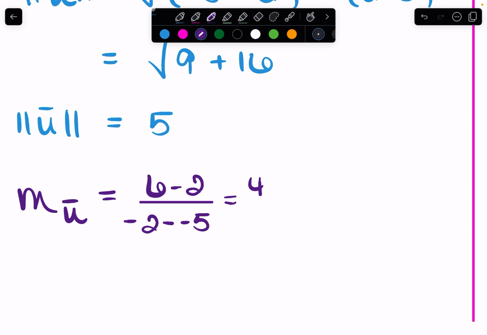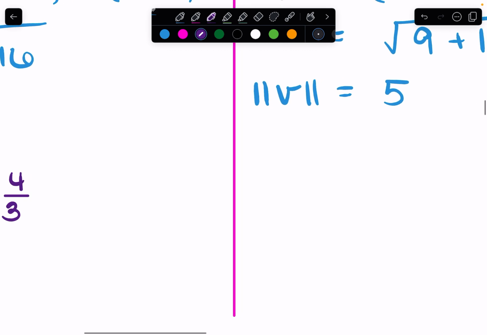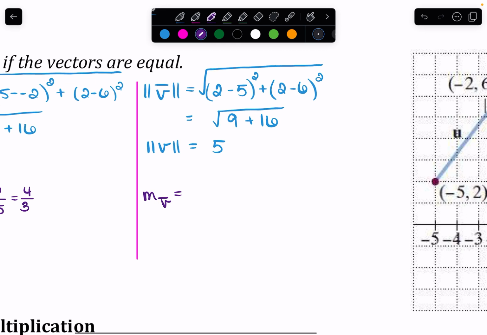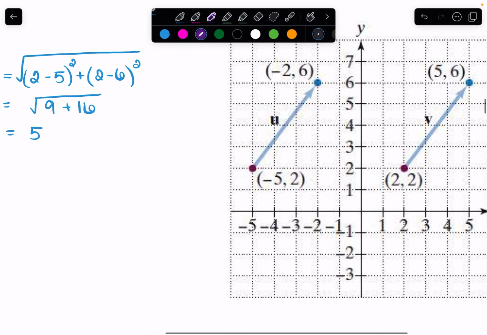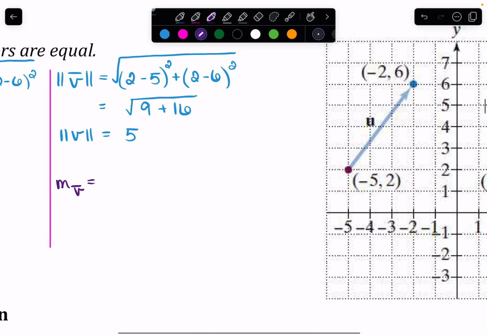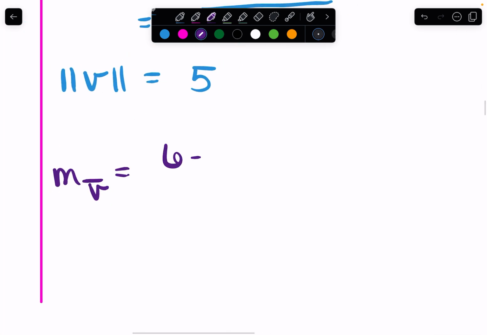Which gives us 6 minus 2 is 4. -2 minus -5 is plus 5, so positive 3. So the slope of vector u is 4/3. Now I want to find the slope of vector v. So same formula, difference in our y's. Let's see if I can remember my points, 5, 6, and 2, 2. So 6 minus 2 over 5 minus 2. I think that was right. Yeah. 6 minus 2 is 4. 5 minus 2 is 3. So we have the same slope.